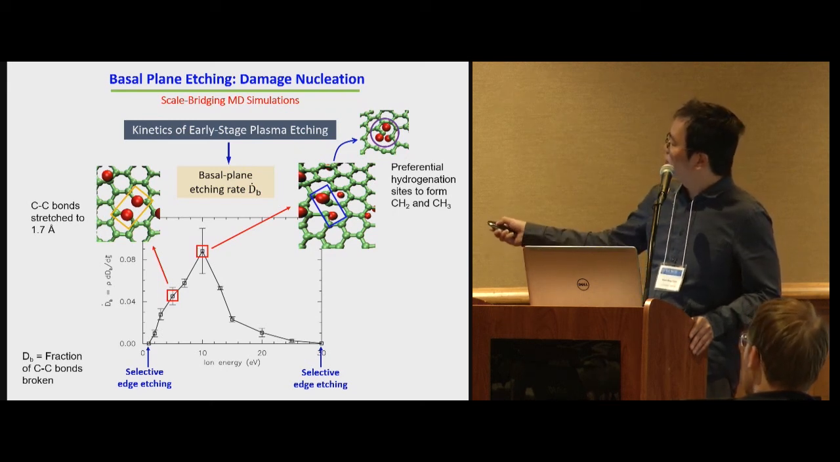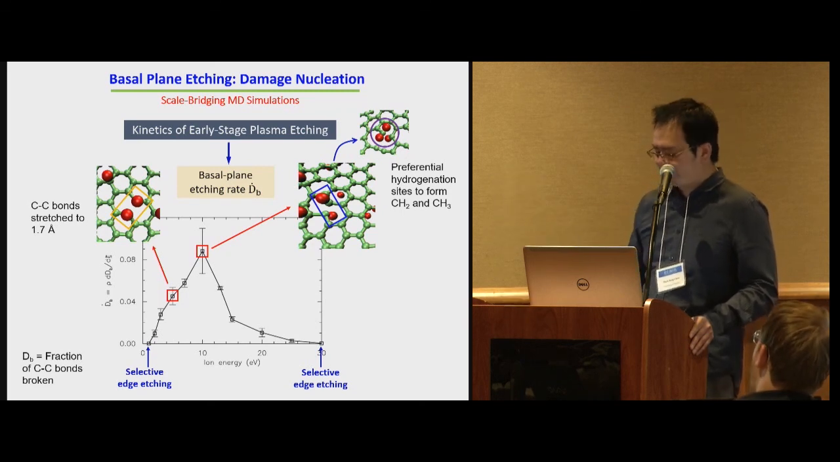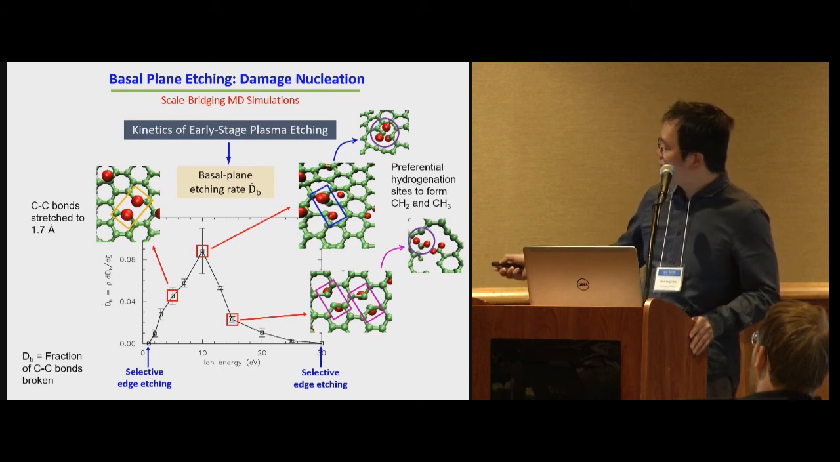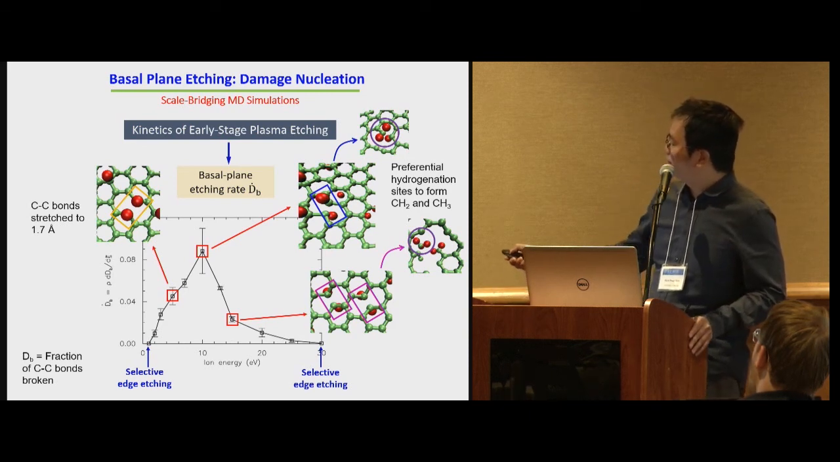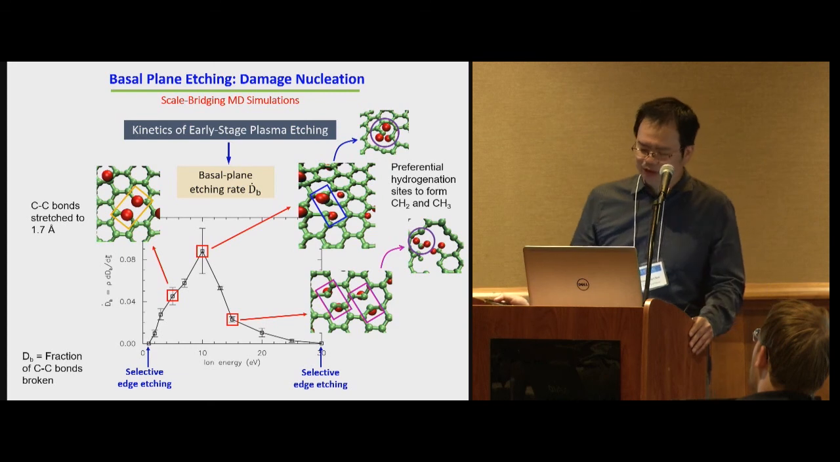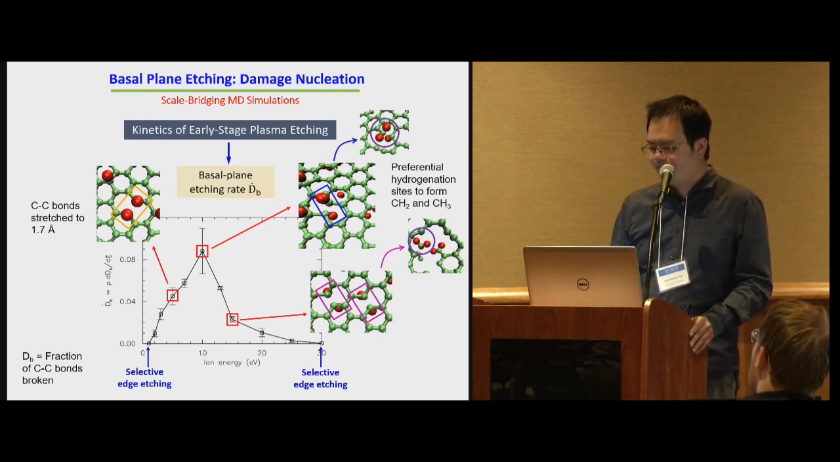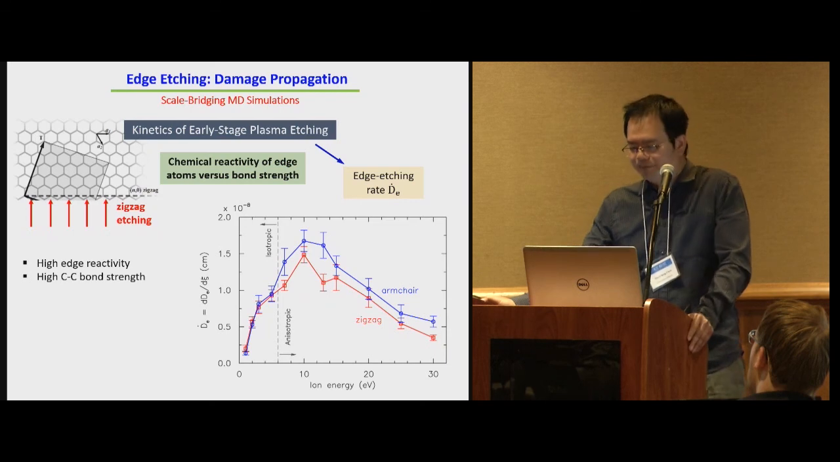Eventually, this breaks off to form CH3 molecules that release, and you get etching of the graphene basal plane. And at higher ion energies, now the CH bonds form on the bottom side of the graphene sheet. Okay, and eventually these break off again, you get CH3 molecules, and you have etching of the graphene basal plane. So this is what happens when we talk about basal plane etching.